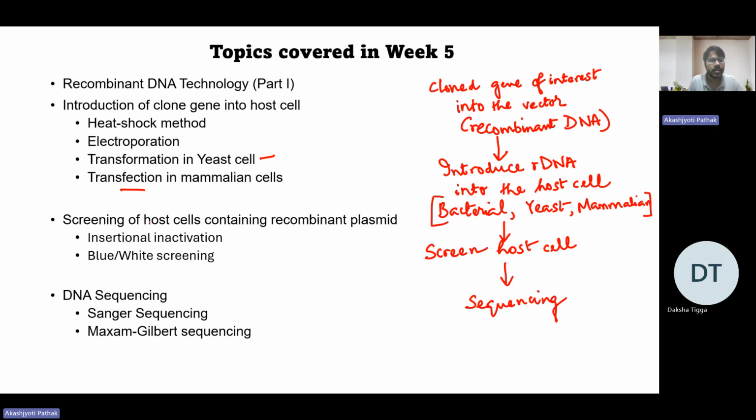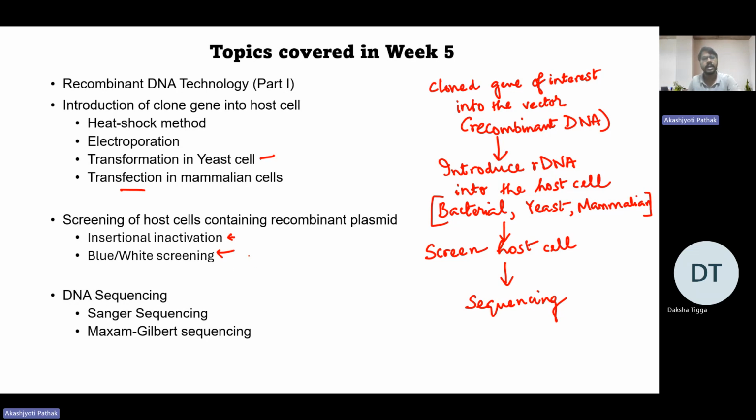Now, once these are done, the next step, as I was explaining, is that we will screen for the host cell which contains the recombinant plasmid. There are a few methods by which we can screen the hosts which contain the recombinant plasmid: insertional inactivation, and another is blue-white screening. Then we'll quickly cover the DNA sequencing topic, so Sanger sequencing and Maxam-Gilbert sequencing.